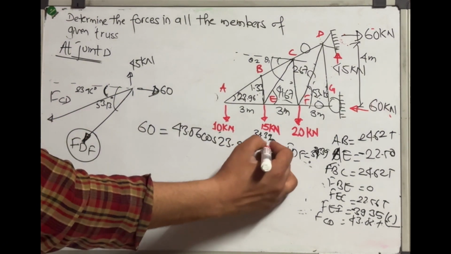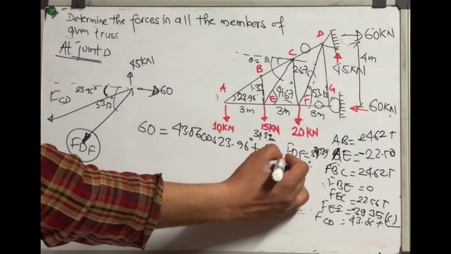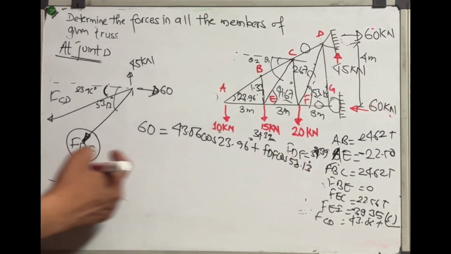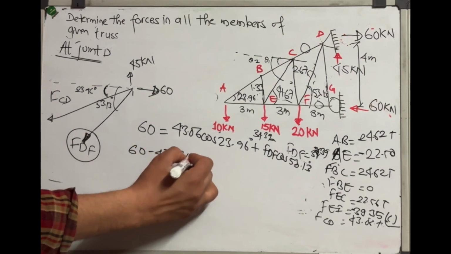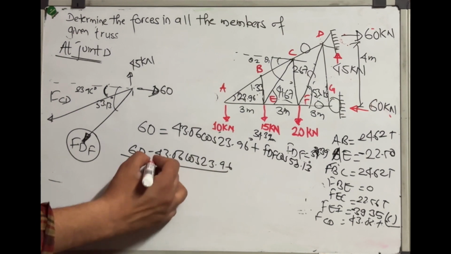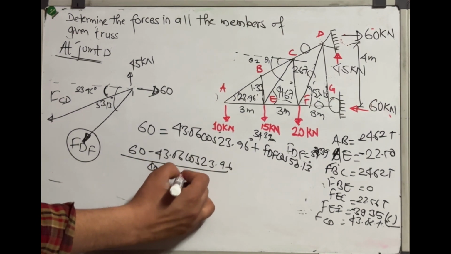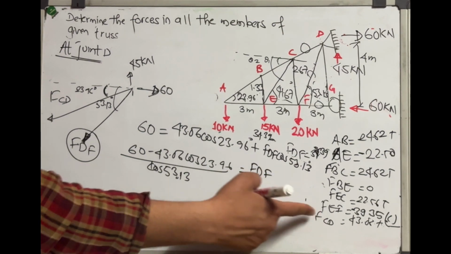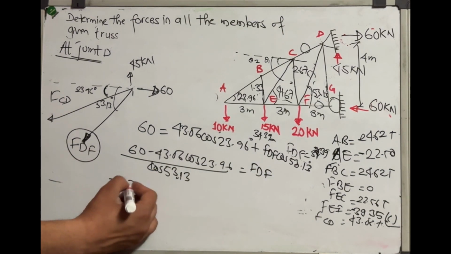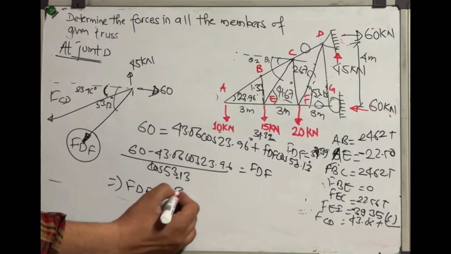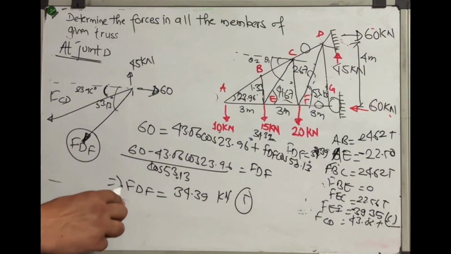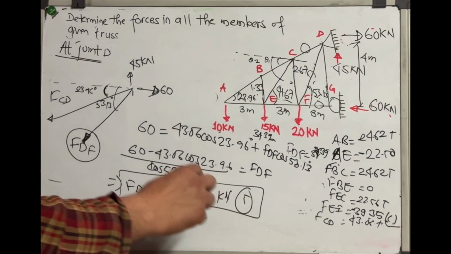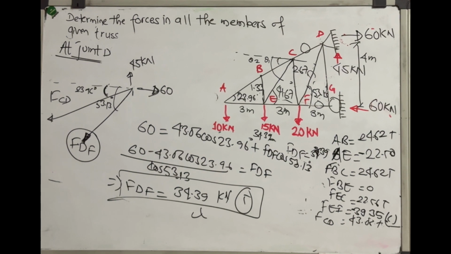This is the unknown left, FDF, times cos 53.13. So the value of FDF is 60 minus 43.06 cos 23.96, divided by cos 53.13. If you solve this, FDF comes out to be 34.39 kilonewton, and it is tensile. Let us check it out. The value of FDF comes out to be near about 34.39. So this is the way you determine all the members, and you check each and every member individually.